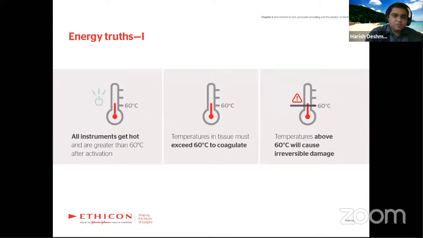So these are energy truths. Basically, all instruments get hot and are greater than 60 degrees on activation. Temperatures in tissue must exceed 60 degrees Celsius to coagulate. Temperatures above 60 degrees will cause irreversible damage. These are the facts which are true about it. Any time during the use of energy sources the temperature goes beyond 60 degrees, it is irreversible damage which we do to the tissue.